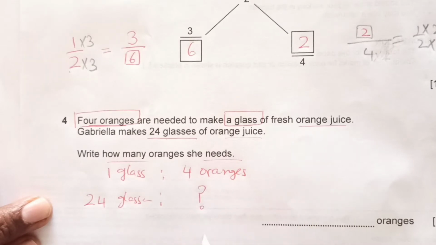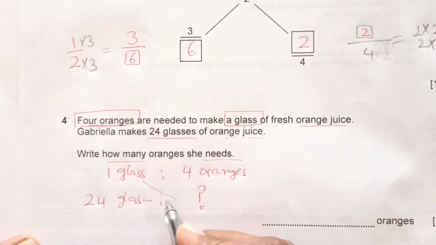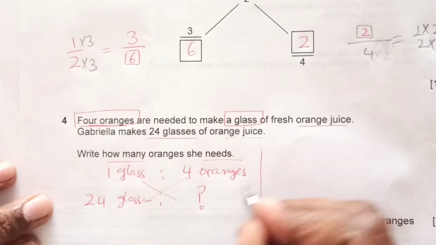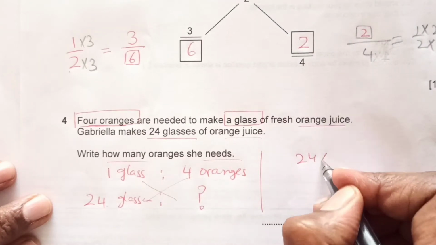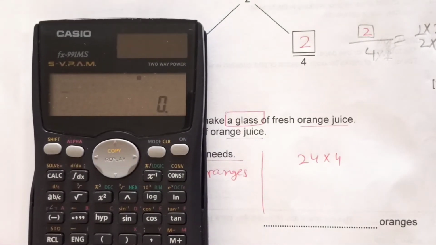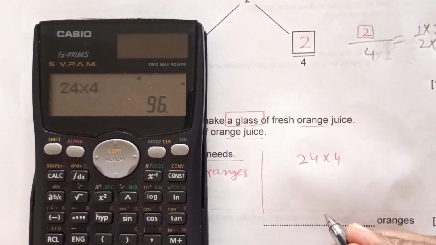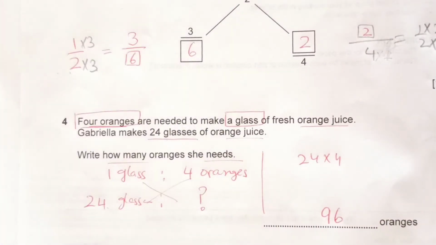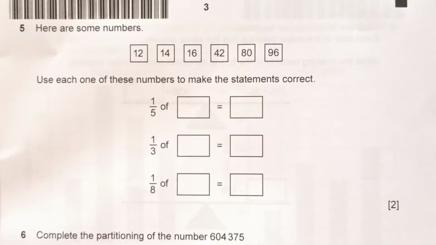So we need this one here. So you just cross multiply here. It will be 24 times 4. So you can simply use a calculator for that. 24 times 4, this is 96. So the answer will be 96. That's it for question number 4.